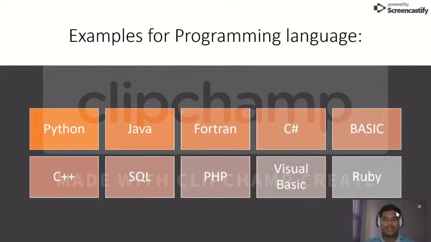Examples for programming language. So you may have known or heard many of them: Python, Java, Fortran, C Sharp, Basic, C++, SQL, PHP, Visual Basic, and Ruby.